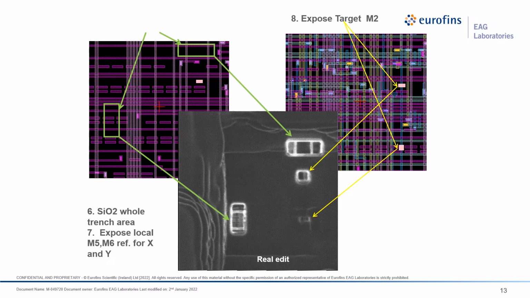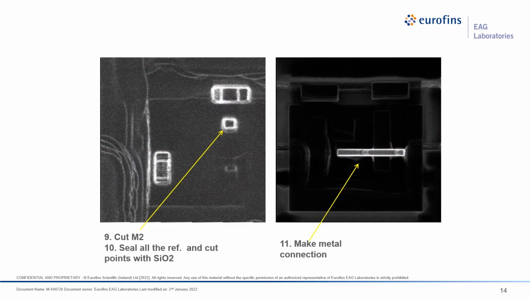And then we're able to expose M5 and M6 to get our reference points, and then expose the M2, the target M2. And here's actually what the real edit looks like. We've driven this larger box, a smaller box, and then at the bottom of that box, we can go in and make the final cuts. So the aspect ratio isn't super high because we've been able to do this plan. Once we cut the M2 there, we're then able to make a metal connection and finish the entire thing. After that, if we wish, we can seal the entire thing in the SiO2 in order to basically get rid of any chances of leakage or shorts, and also protect the part so that it's able to last for a longer period of time to go through testing.